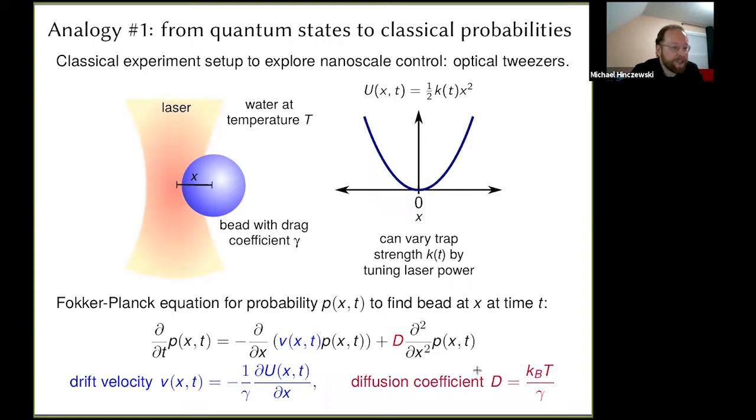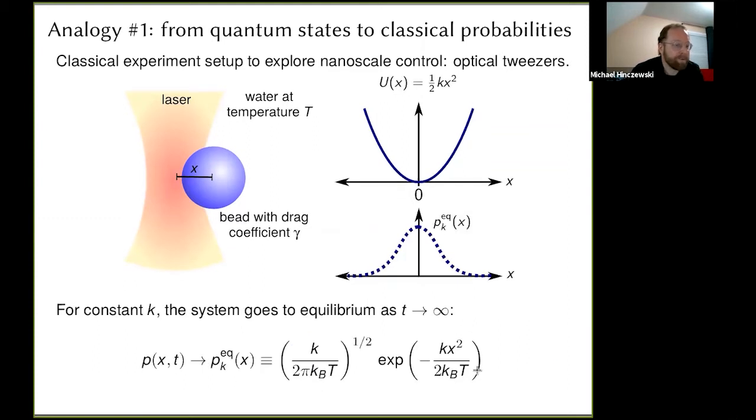And let's say, for simplicity, you just kept the trap at a constant strength. So K was constant. Then we know what happens. Statistical physics tells us if we wait long enough, the system will eventually equilibrate, and you'll get a distribution which just looks like the Boltzmann distribution, right? Which is shown here. I will write it as P with superscript EQ. And it depends, of course, on the spring constant K of the trap.